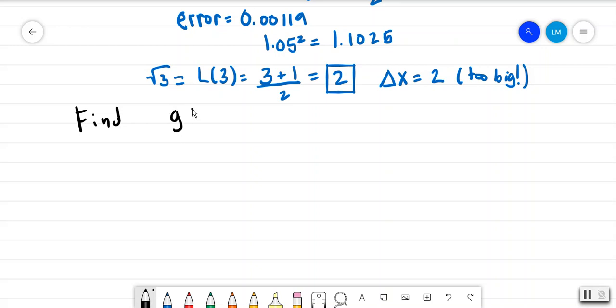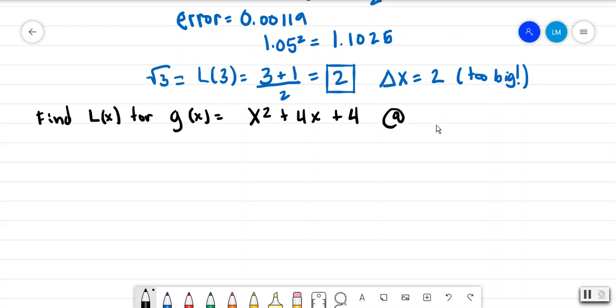So let's say that we have an equation, let's do an easy one. Let's say that we have x squared plus 4x plus 4. Let me go ahead and change this a little bit. I want to find the L of x for g of x, and we'll just say at x equals 2.